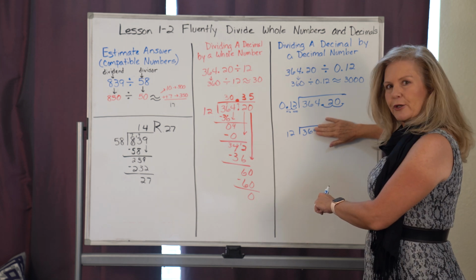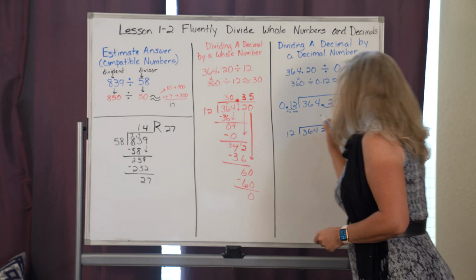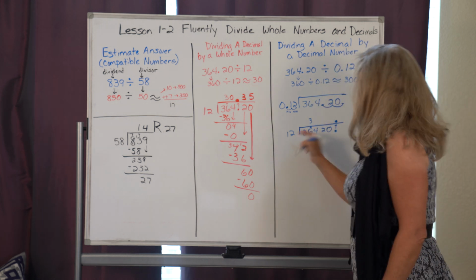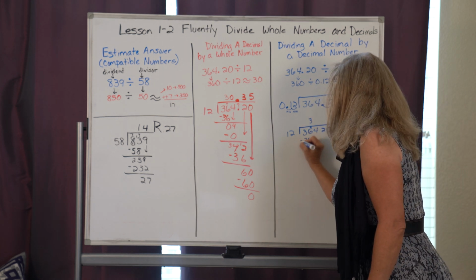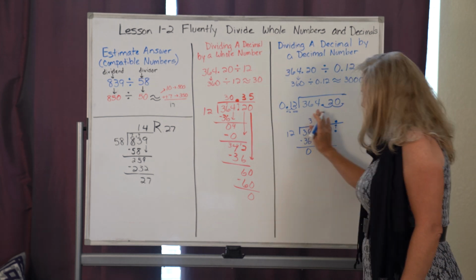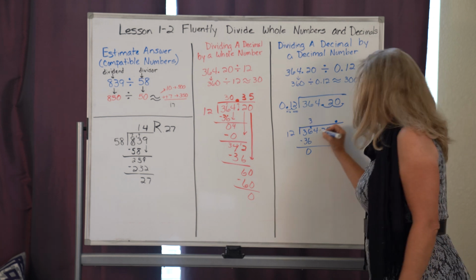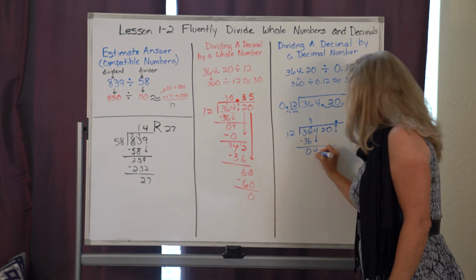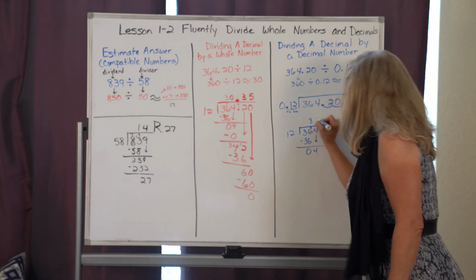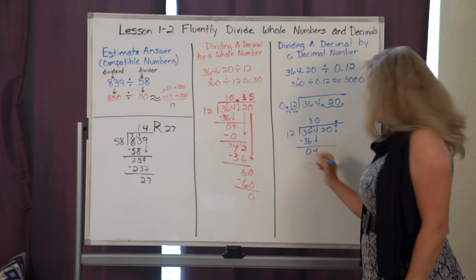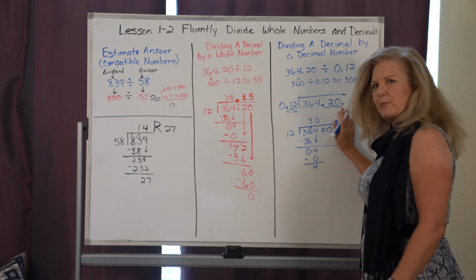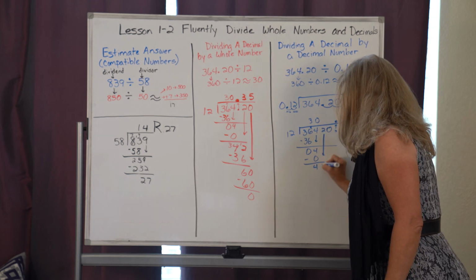Can 12 go into 36? Absolutely. It goes in 3 times, and I put it right over that 6. So 3 times 12 is 36. I subtract them out, I get 0. And it's like pulling my hand 1 more place over to the right. I bring down that 4. Can 12 go into 4? No, doesn't fit. So it goes in 0 times. 0 times 12 is 0. Subtract. Pull my hand 1 place over. That means I bring down that 2.